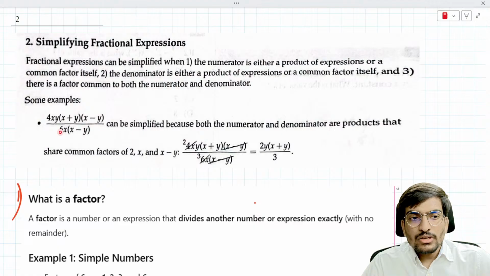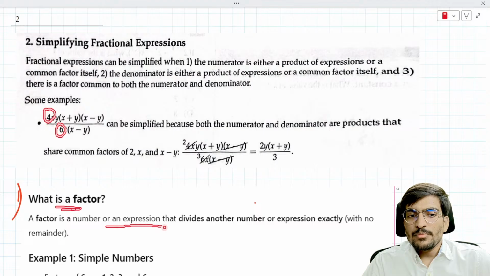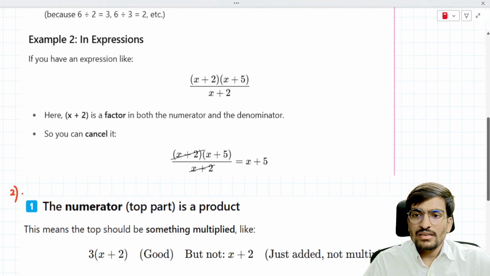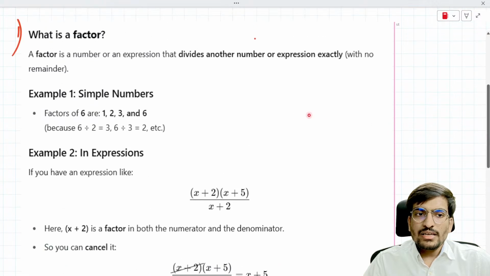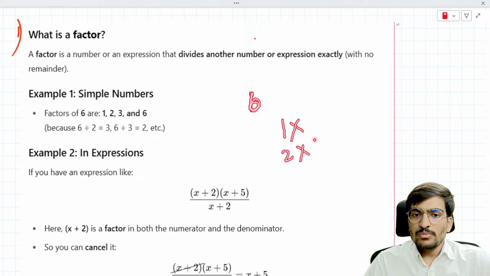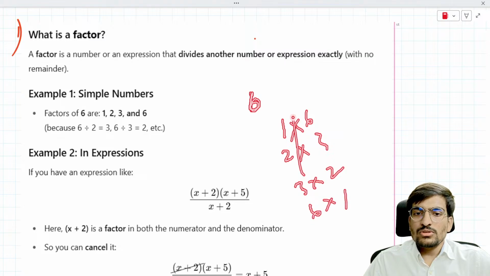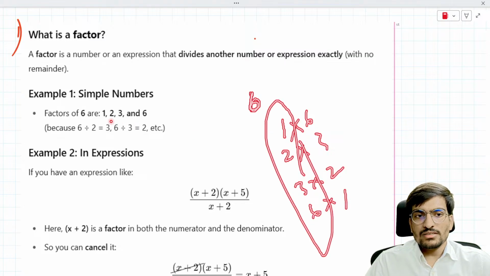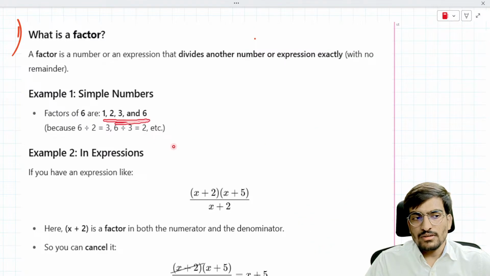That's like, if you need to look for a common factor, 4 works into, 6 also works into. What do you mean by factor? It is a number or expression that divides another number or expression exactly, with no remainder. I'll tell you with an example. Let's say factors of 6. What do you mean by factors of 6? 6 works in 1 times 6, 2 times 3, 3 times 2, 6 times 1. So these are all the factors: 1, 2, 3, 6. So that's why we wrote 1, 2, 3, 6 here.